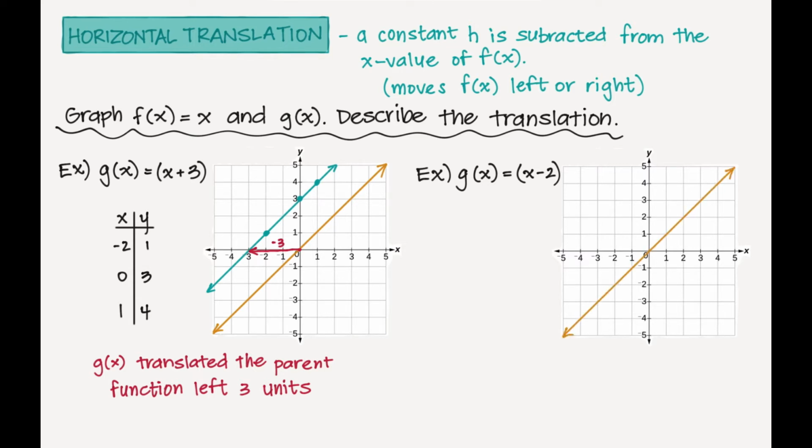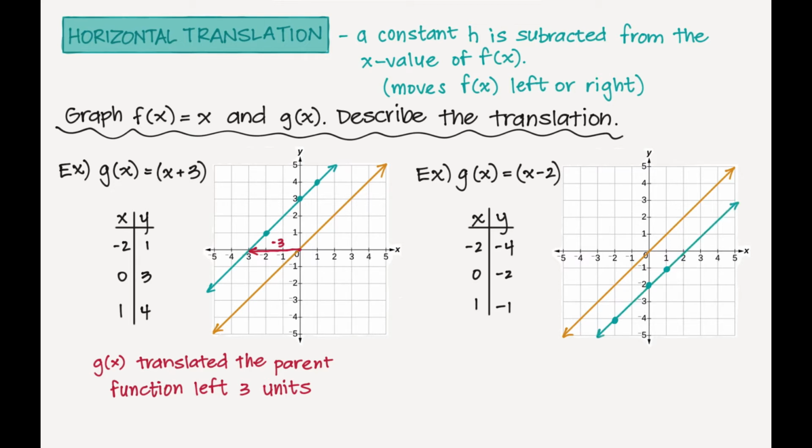And then I'm going to go ahead and pick some values for x. So I'm going to use the same values of -2, 0, and 1. And -2 minus 2 is -4. 0 minus 2 is -2. And 1 minus 2 is -1. So let's go ahead and plot all three of those points. And then I can draw my line with my ruler.